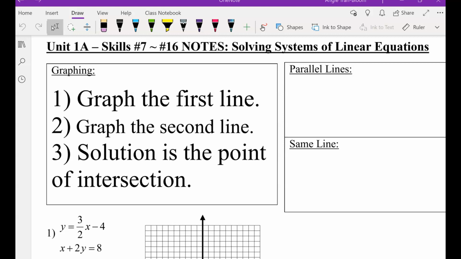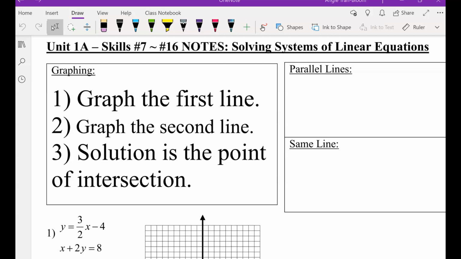Okay, there are three different ways that we can solve systems of linear equations. The first one is called graphing. So go ahead and copy down the steps for me. Chizuki, can you help me read number 1, please? Great. Okay, so when you're solving systems of linear equations, step number 1, graph line 1.